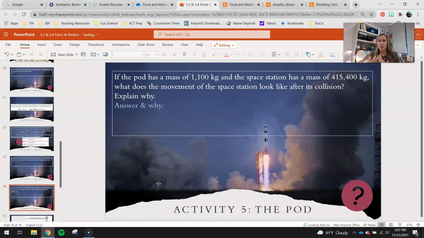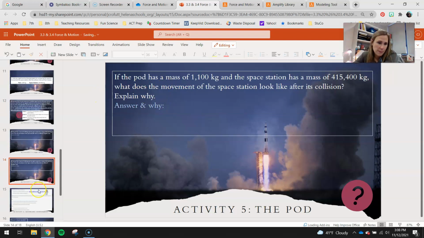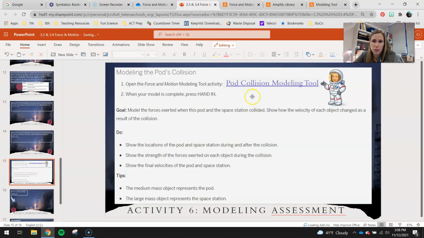Remember, you're in space here, so it would be similar to two bumper boats on the water, or that little video we watched the other day that showed that guy pushing the basketball away from him at the space station, with no gravity. So explain why, okay? And then finally, this is your modeling tool. With that being said, you're going to use the predictions that you just made to do the modeling tool.